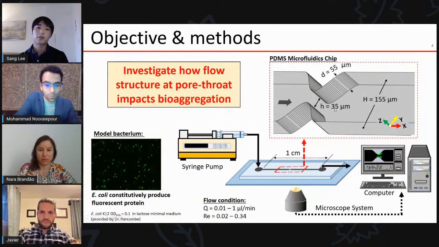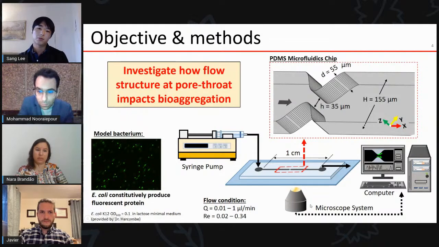So to test this hypothesis, we prepared PDMS microfluidic chips with a single straight channel having a sinusoidal pore throat feature in the middle. Then we injected fluorescently tagged E. coli cells using a syringe pump into this channel and observed the cells in the channel using either a fluorescence microscope or a confocal laser scanning microscope. During the entire experiment, the flow was kept laminar, and the numerical simulations of flow were performed in COMSOL Multiphysics.